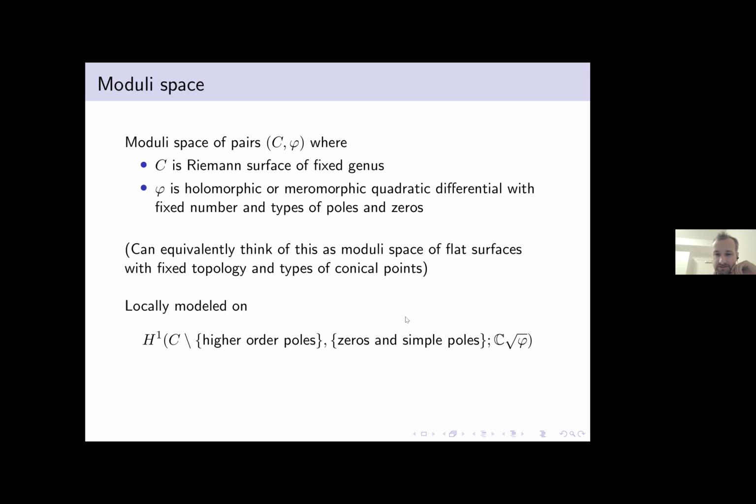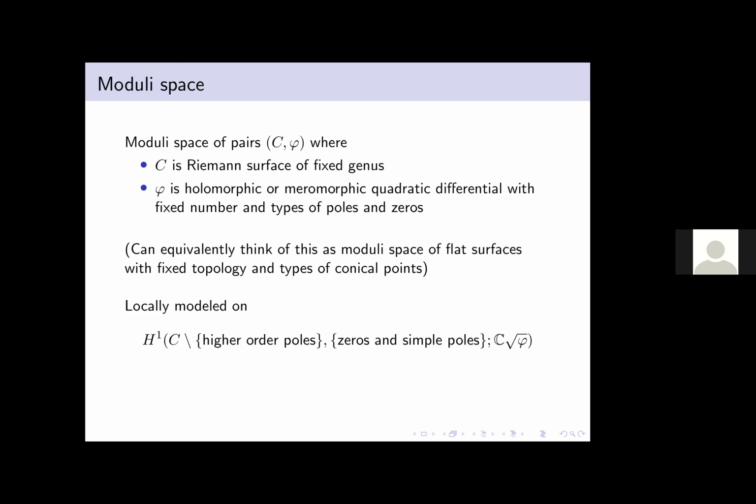Yeah, so it's locally modeled on this cohomology, just a complex vector space. Here it's the surface minus the higher order poles, and it's relative to these conical points, the zeros and simple poles. And its coefficients are in a twisted version of C where you twist by the square roots. So you can think of it as the flat line bundle which has monodromy around the zeros, or at least the odd multiplicity zeros and the simple poles.